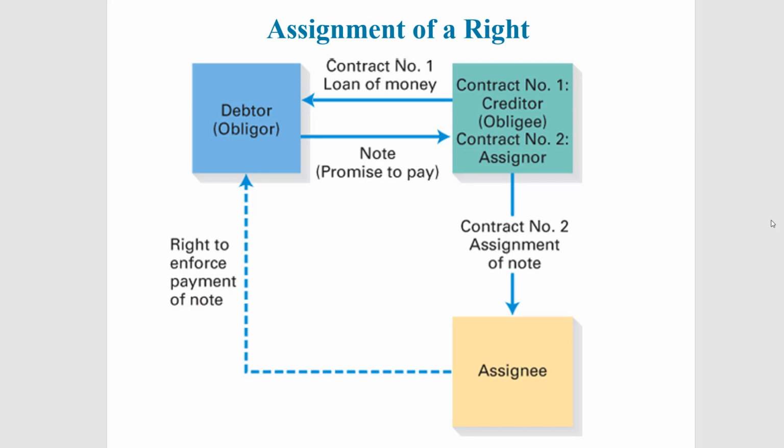And once it's been executed, once the assignment has been made official, now the assignee, the third party bank, has the right to enforce payment of that note. So they will have to notify the debtor that the note has been transferred or assigned, and then now they have to pay the third party rather than the original bank.